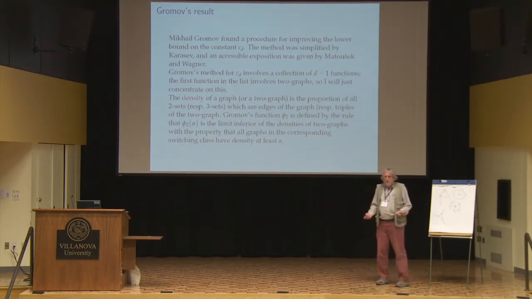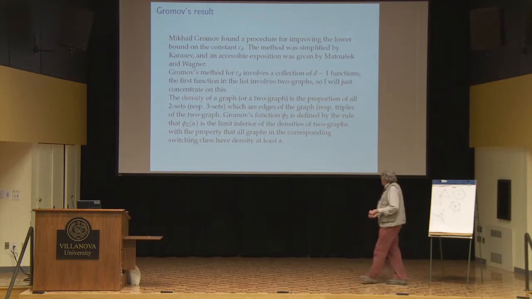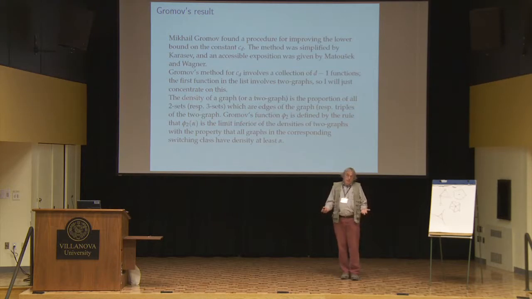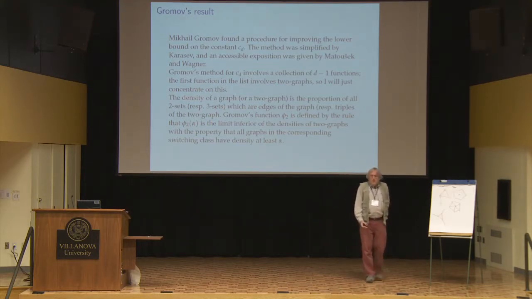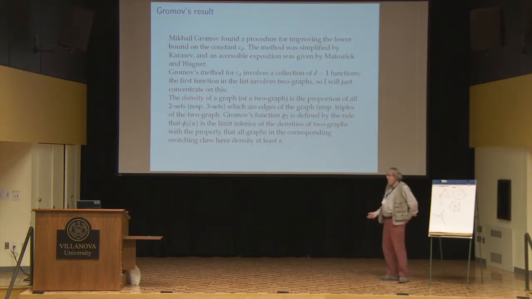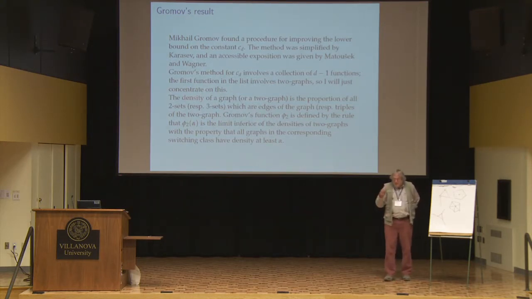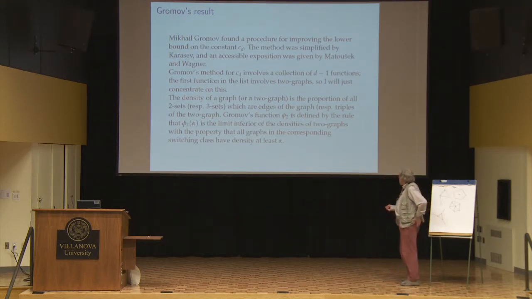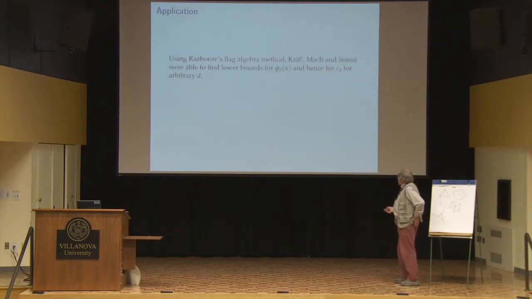You could turn it around and say the inverse function says, let's suppose that we have a 2-graph with density at least d, then all the graphs in the switching class, we have to do it the other way around there. We have to say, what's the worst case of the smallest density of a graph in the switching class. But so that's the problem that we have to solve.